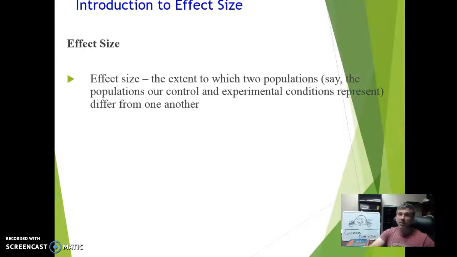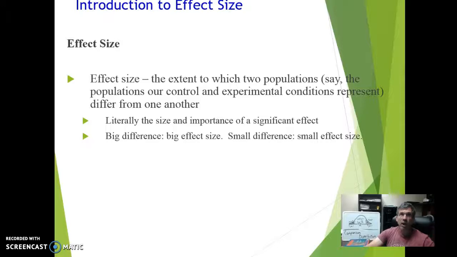So effect size is essentially how far apart two populations are. Generally in an experiment, we have one population represented by our control group. That's usually population 2. We have our experimental group represent another population, population 1. Effect size is how far apart those two population means are. The farther apart they are, the bigger the effect is. In an experiment, you'd say the more influential your IV was. So it's literally how big and important a significant effect is.